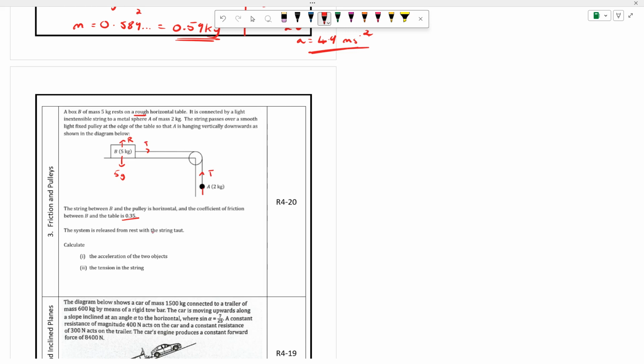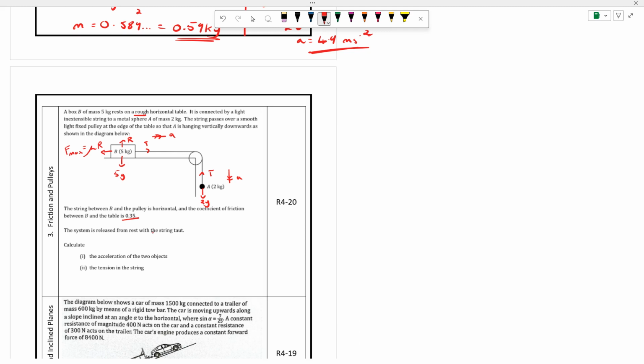Now, because it's light and inextensible, both the tensions are the same. Now, with A, I'm going to have 2G going down. And as we said, A is going to be moving down, so it's going to have acceleration that way, and B is going to move to the right. Now, I am missing friction. If it is going to move to the right, that means friction works in the opposite direction. So this would be my F max, which we know is mu R.